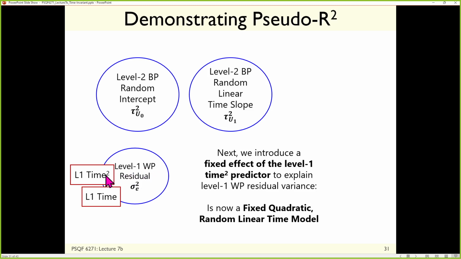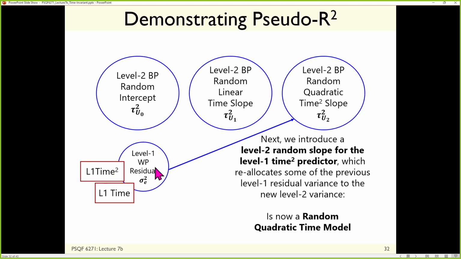Now, what if I wanted to test a random slope for time squared? Could I do that? Random quadratic slopes? Sure I could, as long as I have how many occasions? 4. 4 or more. Where is the variability in the random quadratic time slope going to come from? You've got 3 choices here. The level 1 within person? Yeah, it's coming out of here. It's coming out of here again.